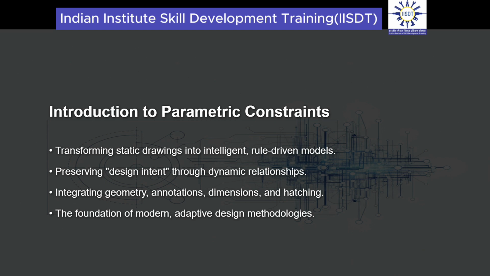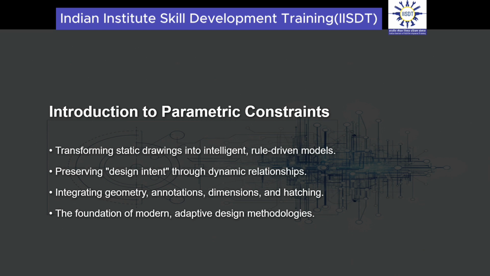The geometry, which forms the shape, the dimensions, which define the size, the annotations, which provide critical information, and even the cross-hatching, which represents materials. These elements no longer exist in isolation. Instead, they interact dynamically. When one aspect is modified, the entire model intelligently adapts to maintain the established rules. This creates a flexible, robust, and less error-prone design process.